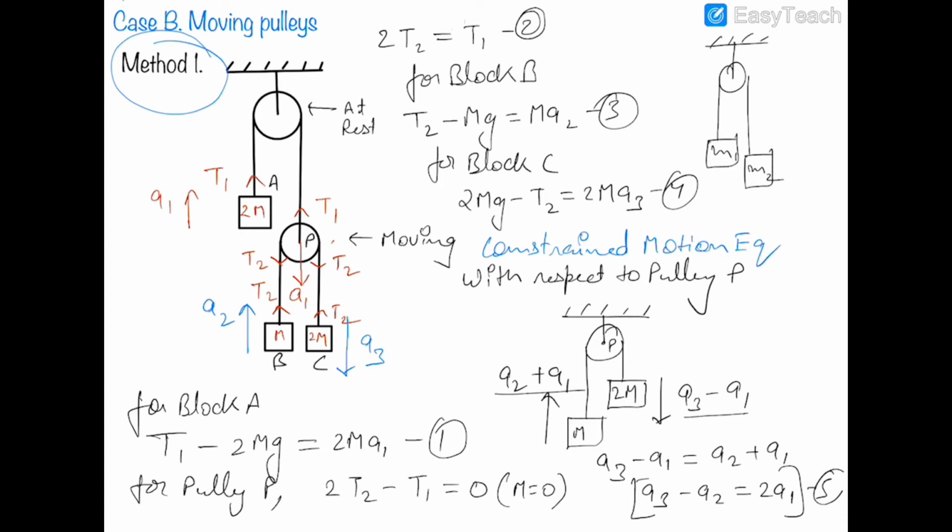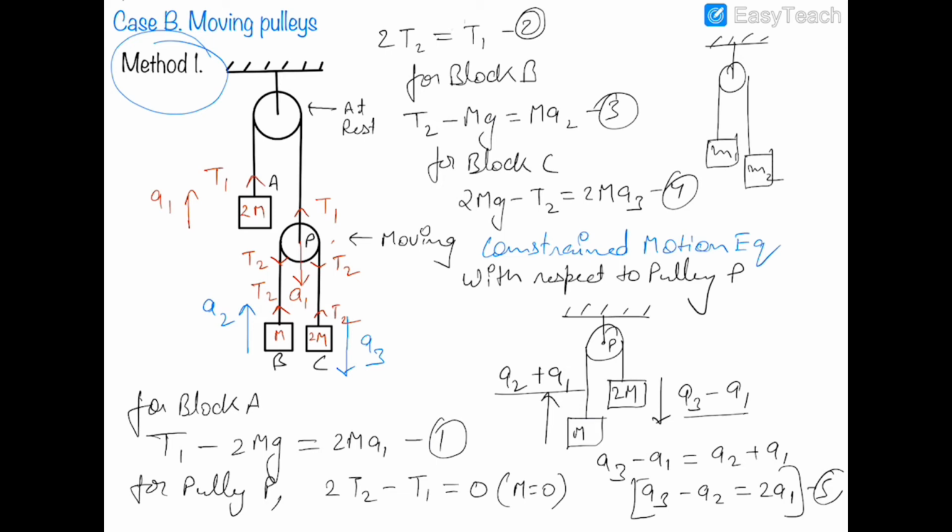So what I've done, I can summarize the constraint motion equation. I know that due to the fact that pulley P is moving, the accelerations of blocks B and C are different. But if I am calculating the accelerations of B and C with respect to pulley P, then I can assume the pulley P to be at rest. And if we have assumed the pulley P at rest, then the accelerations of 2m and m with respect to pulley P must be the same. So this is method 1 of writing the constrained motion equation.